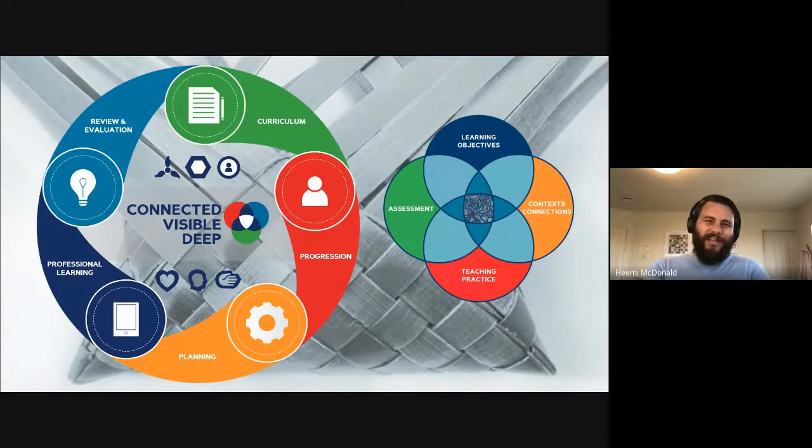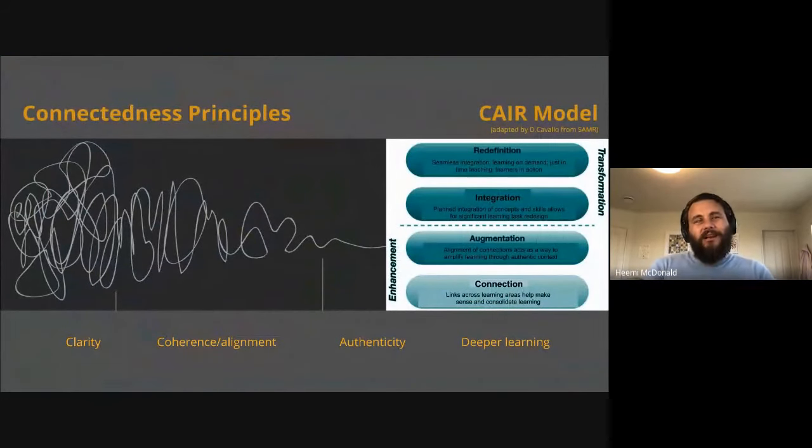So we've got the processes outlined here on the slides. We've got curriculum, progression, planning, professional learning, review and evaluation, and we'll talk a little bit about some of those things. But ultimately what it needs to come back to is what are some of those underlying principles around connectedness that we believe are important. So we put down some, and maybe Di wants to talk about some of these as well, as we talked about the importance of clarity, that connectedness should be about increasing clarity. We talked about coherence, so aligning learning experiences for both teachers and students, and that has some payoffs as well in terms of doing that.